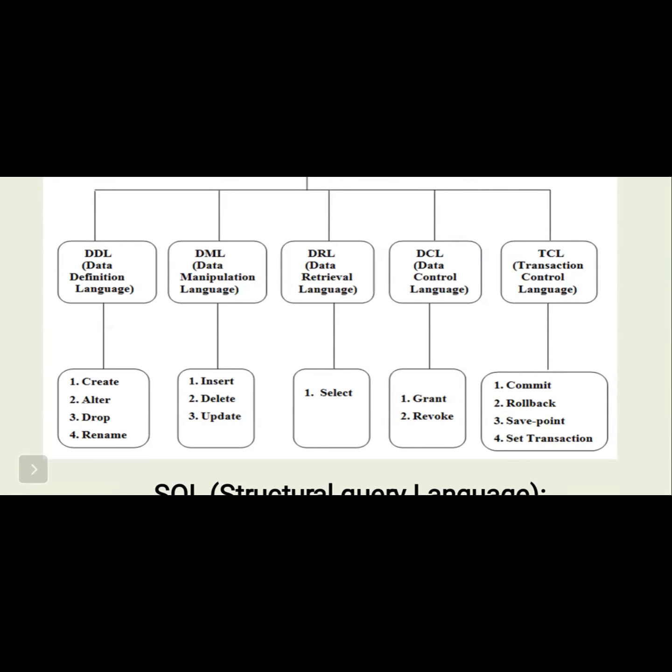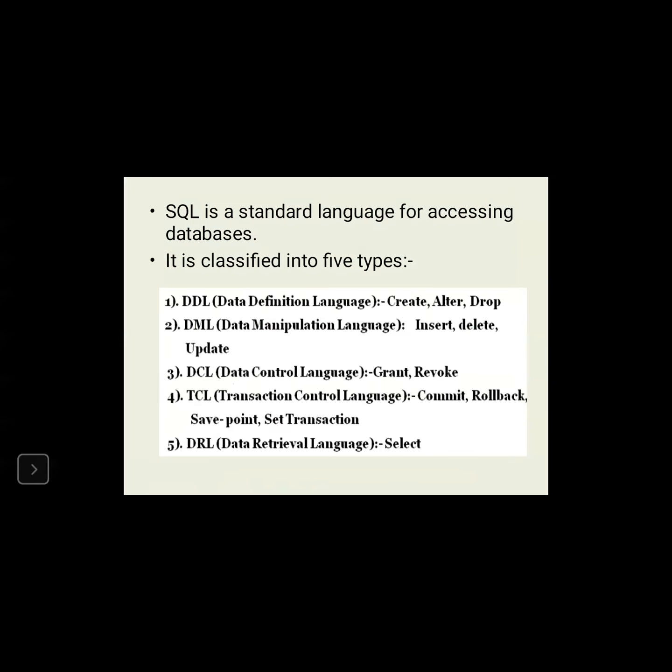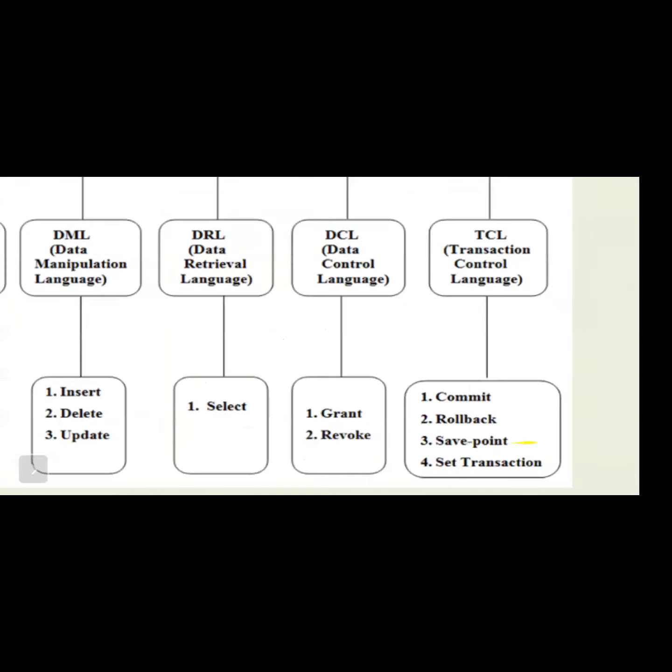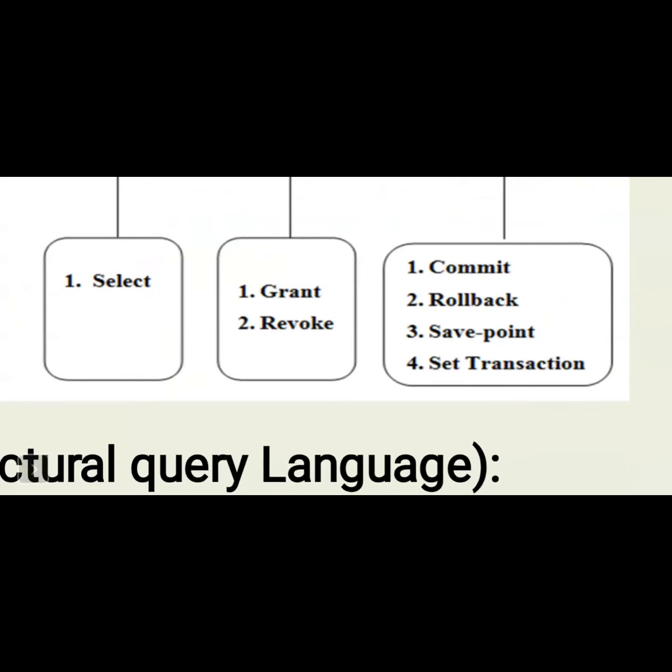Commit is used for performing the saving operation. And another one, rollback, means nothing but an undo operation. And another one is the save point. Save point is used to save the particular transactions on that particular day.